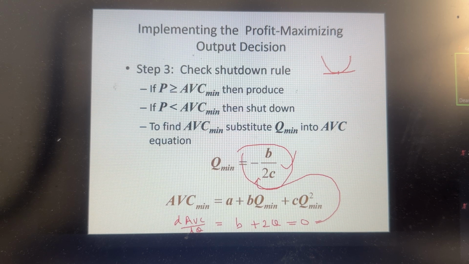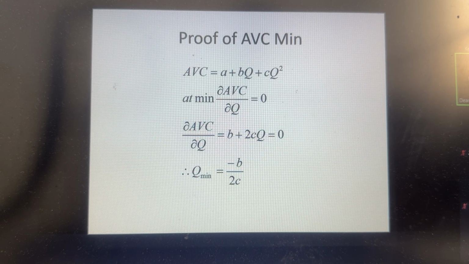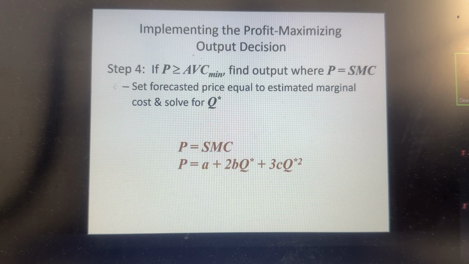That is how symbolically you can write those. And that is step 3. And this is how you can take the derivative. Step 4, if P is greater than AVC minimum, you have to decide how much you can produce. For that, you can equate P to SMC, or MR to SMC. I'm always saying that in perfect competition, P and MR are the same. So this is the price equation, and then you need to equate this to MC.